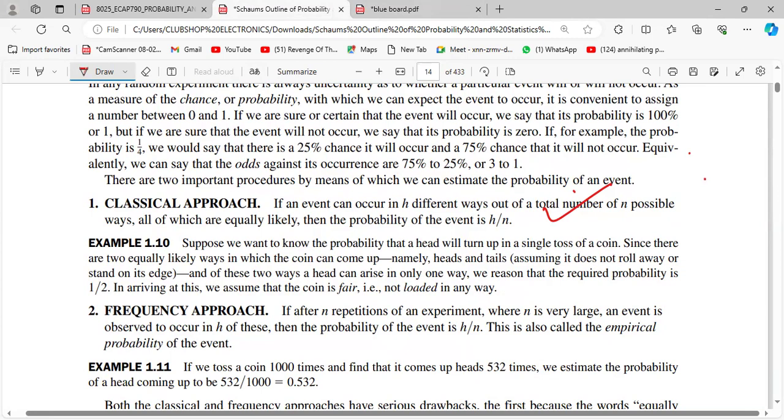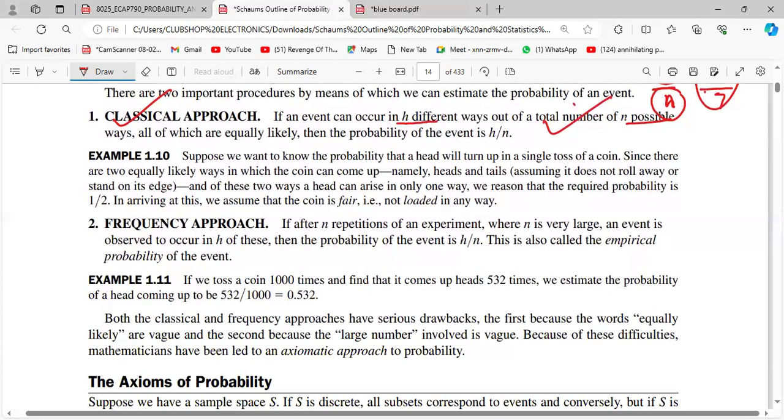We are saying if an event can occur in h different ways, say 3 different ways, out of the total number n of possible ways, which is 7, all of which are equally likely, then the probability is h/n. n is the total number of possible ways, h is the number of ways the event can occur, so the probability is 3/7. Okay, that is the first one, the classical approach.